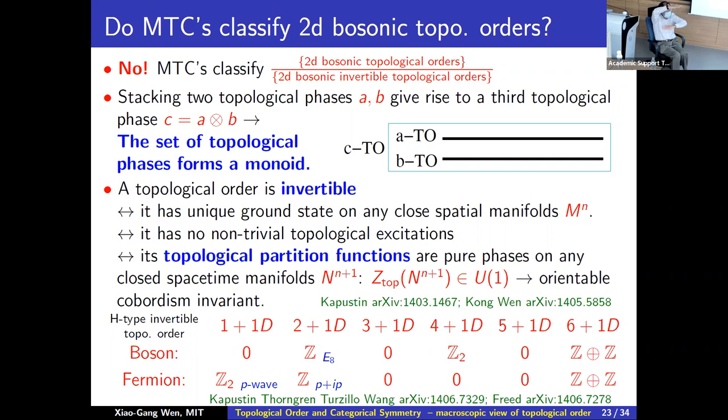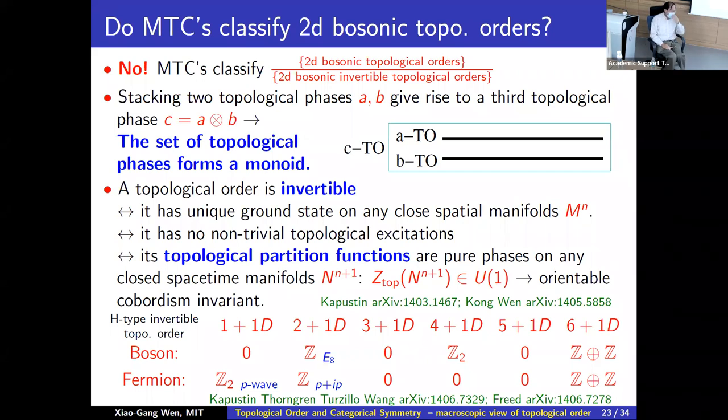And so therefore, when you have non-trivial anyons, stacking layers, you always get more anyons. You never get fewer anyons. So the stacking operation is not a group operation. It's more of a monoid operation. However, if some topological orders have no anyons, then stacking them still has no anyons. So they form a group. They have an inverse. Okay, so that's one thing.